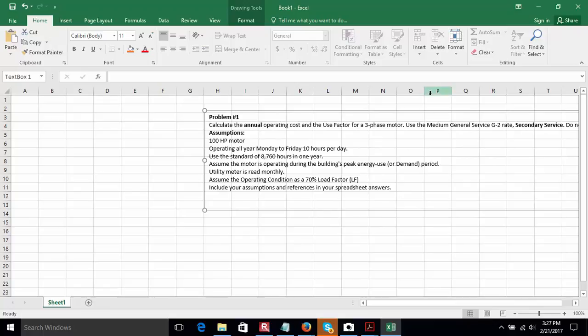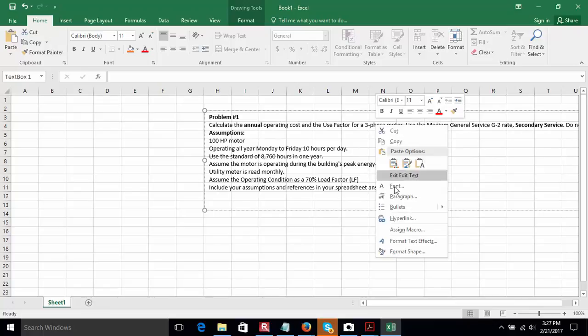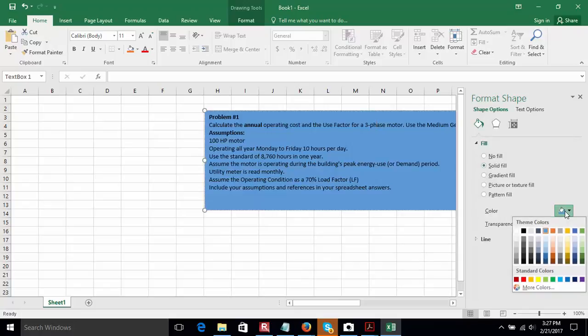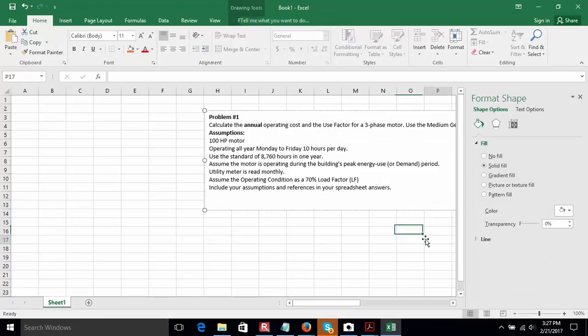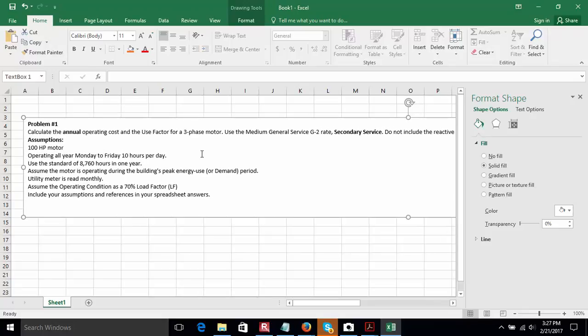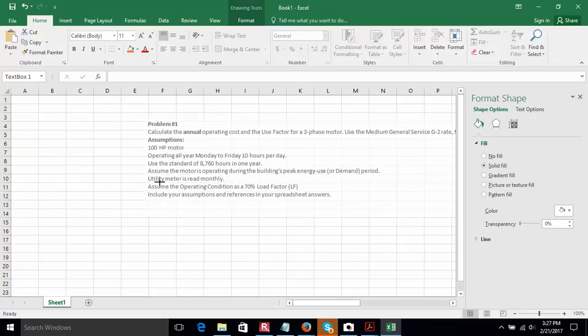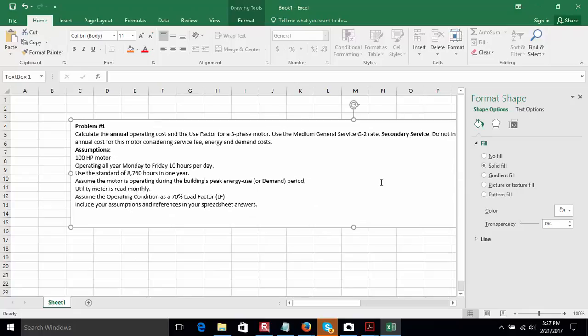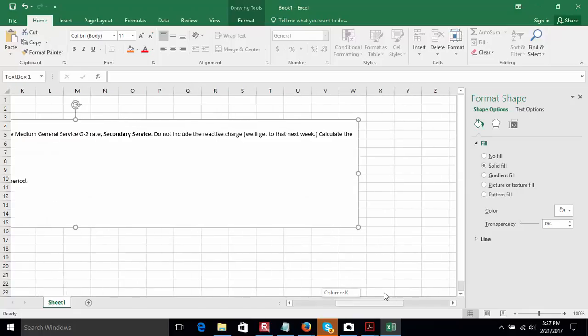If you want, there's a way to format the shape, and we can fill it with solid fill and make it white so that it's easier to read. So, problem 1, we make this box a little narrower. Get everything on the same page here.